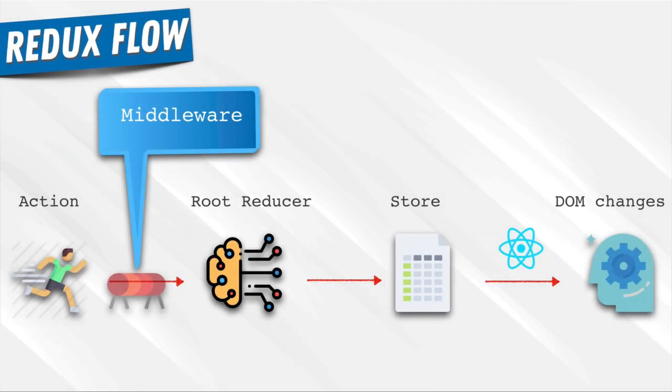So again, it sounds a lot more complicated than it actually is, but that's all it does. It gives us the dispatch so that we can go back to giving synchronous actions, action objects, to the root reducer. Let's keep going.